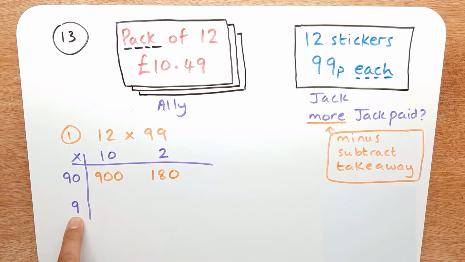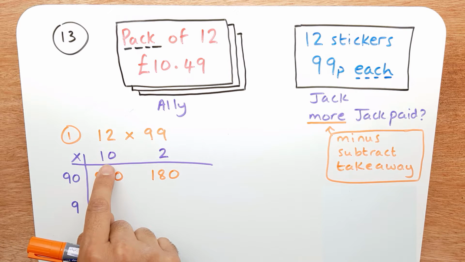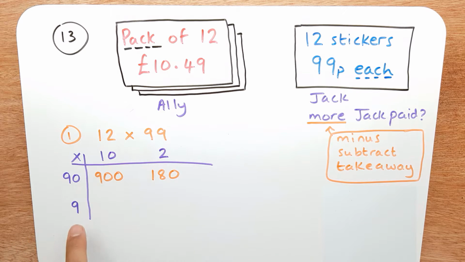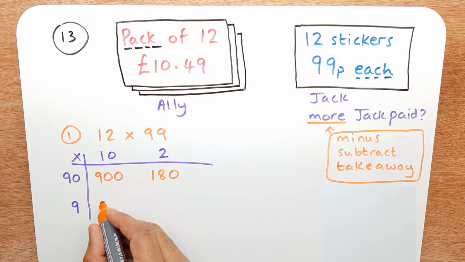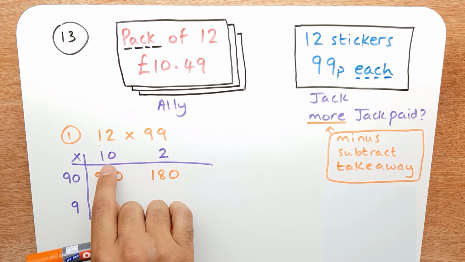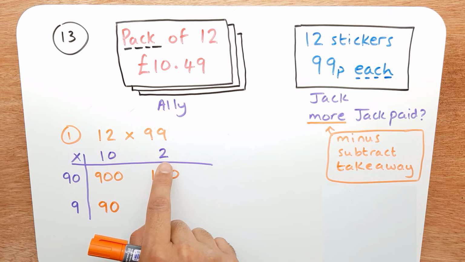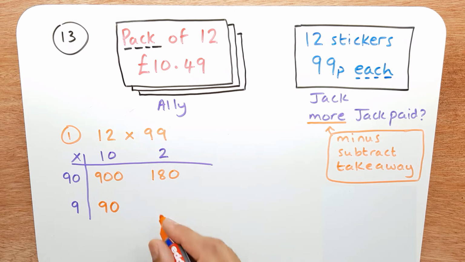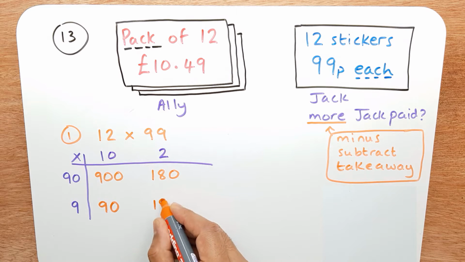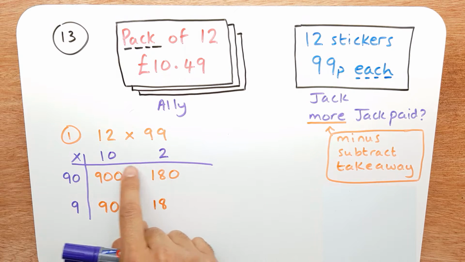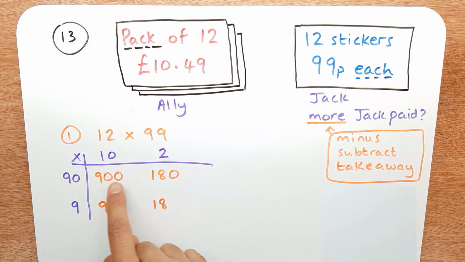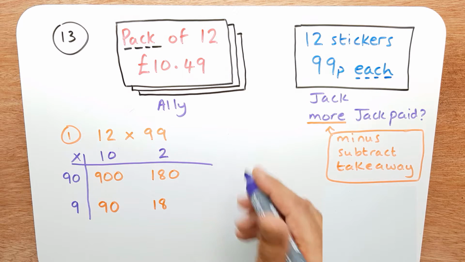Now moving on to the next column. 9 times 10. So we write this number down. And because we're multiplying by 10, we simply add a 0. And then finally it's 9 times 2, which is 18. Now what we do is we carefully add these four numbers. So let's do a column addition here.